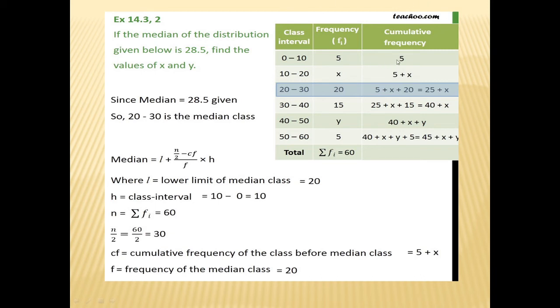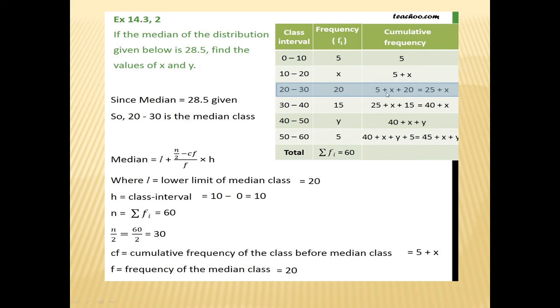First 5, write as it is 5, and then 5 plus x. This is the result, and then 5 plus x plus 20. This is the result. After that 5 plus x plus 20 plus 15, and this is the result. Like that you add all this also. Finally when you add 5 plus x plus 20 plus 15 plus 5 plus 5, this is the result, 45 plus x plus 5.